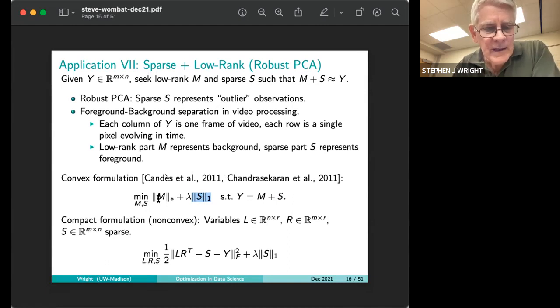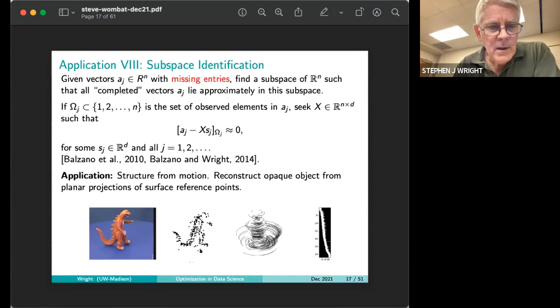You can also do what I did earlier, which is to replace this nuclear norm with just an outer product of these two skinny matrices, L and R, and you can write it as this non-convex problem instead, and solve it this way. So this has been around for about 10 years. I remember I visited Rice in 2012, and we talked about follow-ups to this kind of problem.